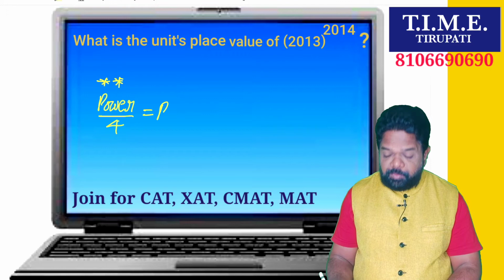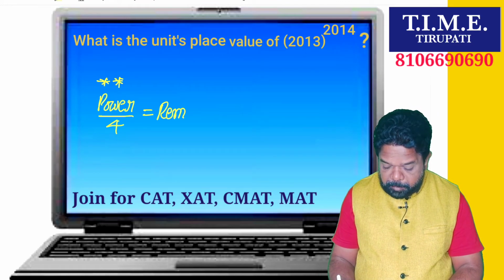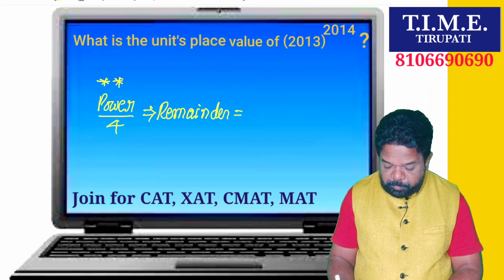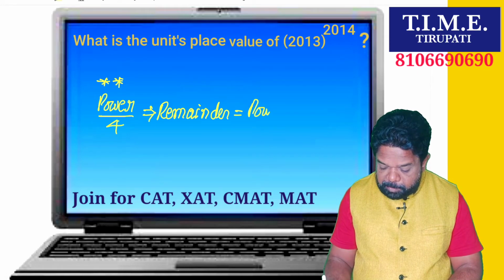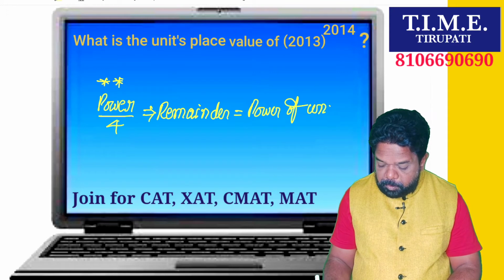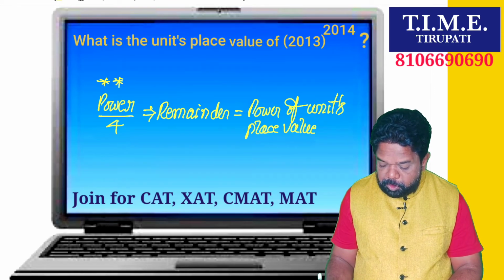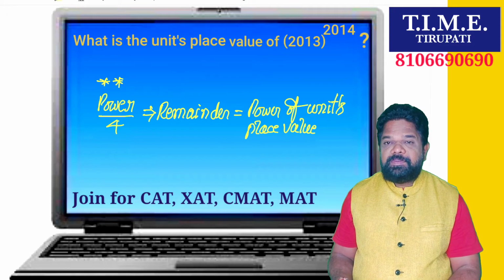Directly, the power is divided by 4, and we get some remainder. That remainder is the power of the units place value.